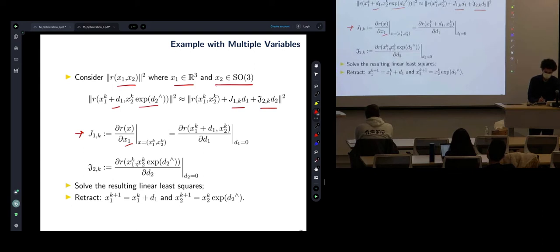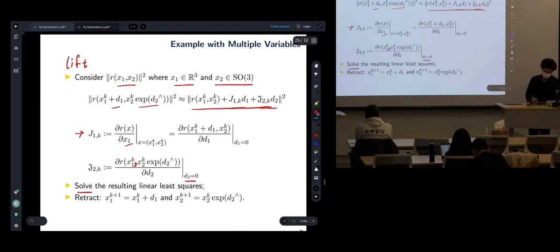For the second one, we perturb using d2 and evaluate it at 0. This will give you the second Jacobian. So this was the lifting part. Lift, solve the resulting linearized least squares problem. So the outcome of this part is knowing d1 and d2.